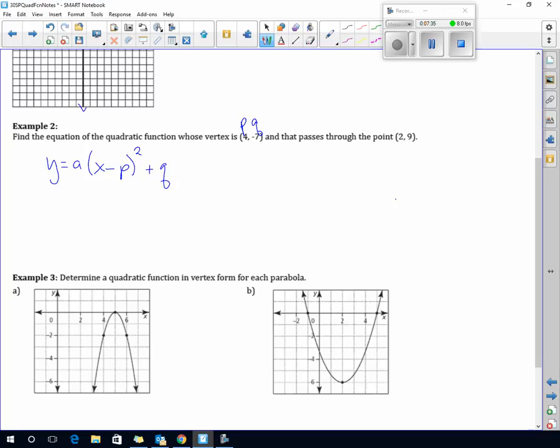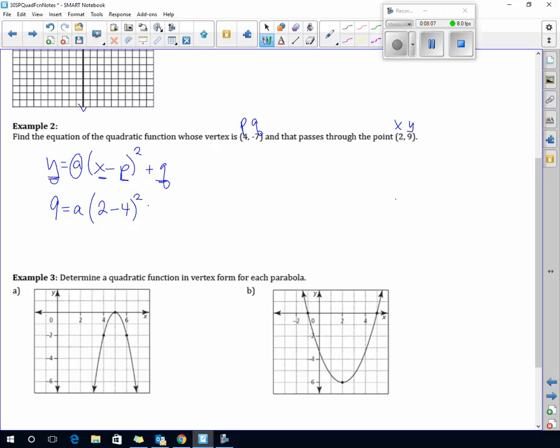So, because I don't know y, I can now sub in this, this, this, and this, and I have numbers for all the unknowns except for a, and I can solve for a. Does everybody see that? So, 9 equals a, my x is 2, my vertex p is 4, squared, plus -7. I'm just going to put -7. Okay, I'll repeat. Does everybody see how I got all that?